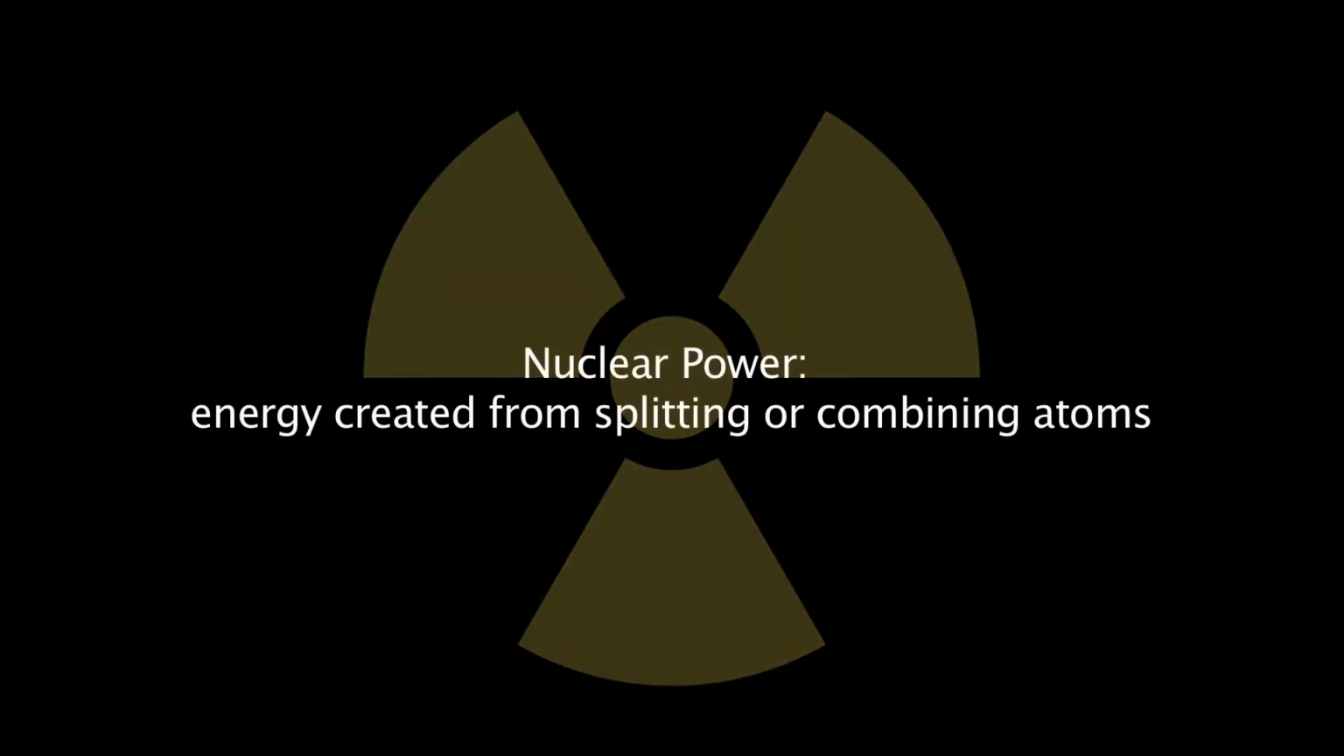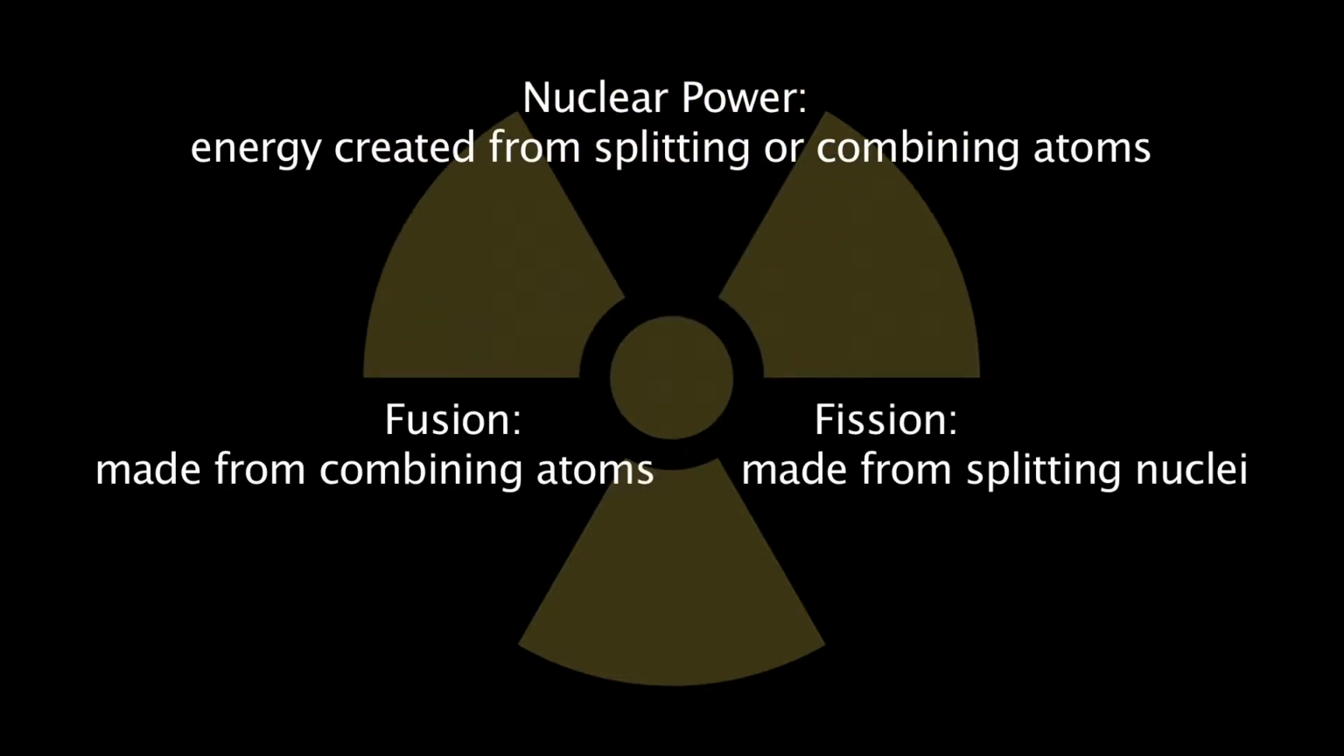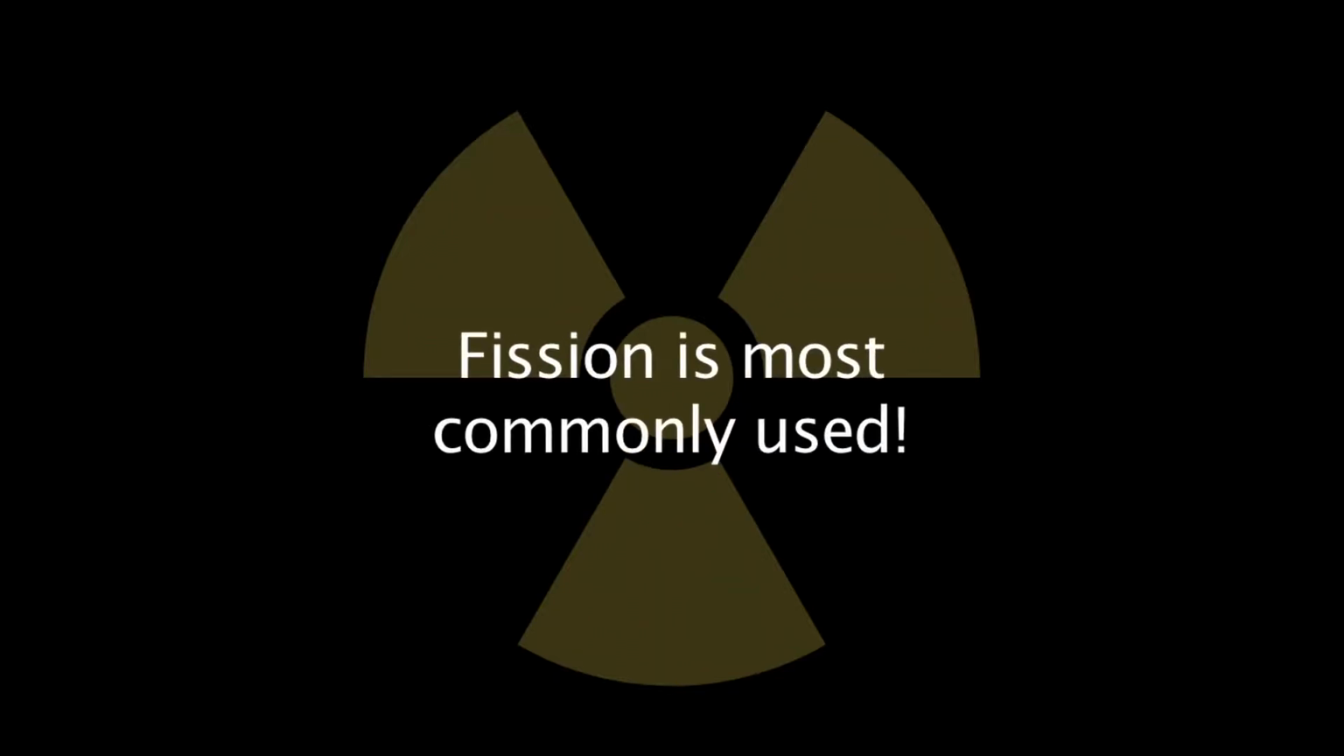What is nuclear power? Nuclear power is the energy that is released when you either split or combine atoms. Nuclear fusion is the process of combining atoms. Nuclear fission is the process of splitting an atom's nucleus. Fission is the most commonly used source of nuclear power today.